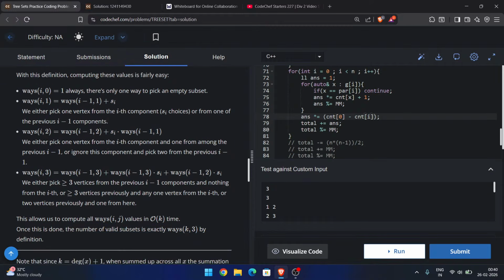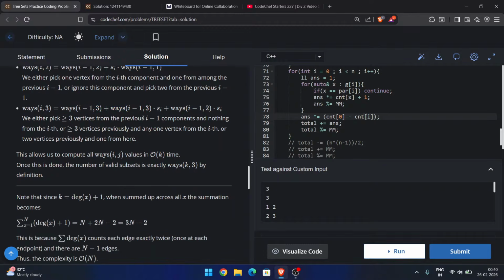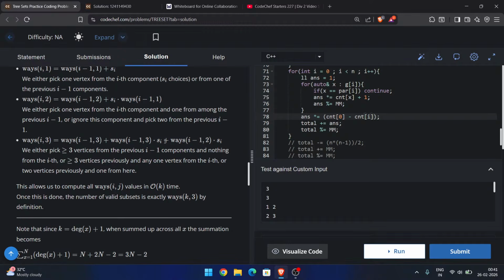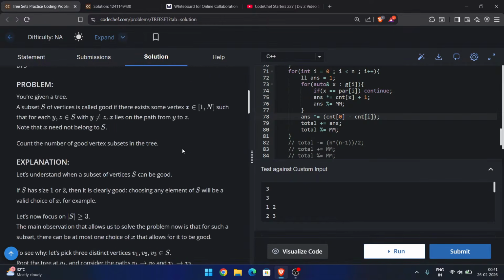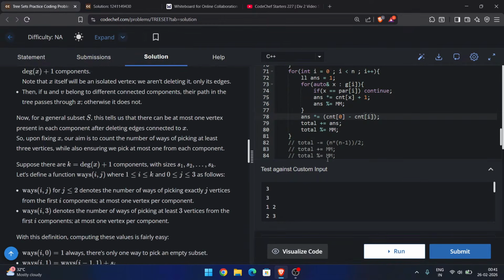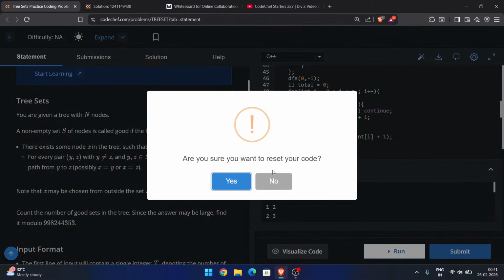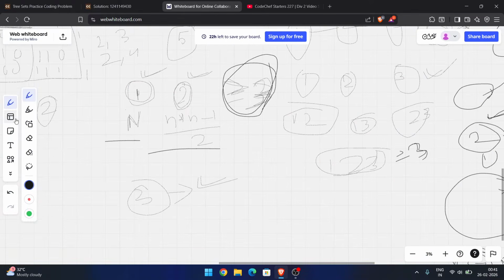Now for greater than 3. So this was till 2. Now for this, it is greater than 3. So it would be number of ways to pick 3 from earlier also, and this also. So that would be into S of I plus, if earlier we had only selected 2, that would be ways of I minus 1 into 2 into S of I. Okay. So this would give us our answer. So basically what we are doing, let's try to code this. I hope you got what I was saying.